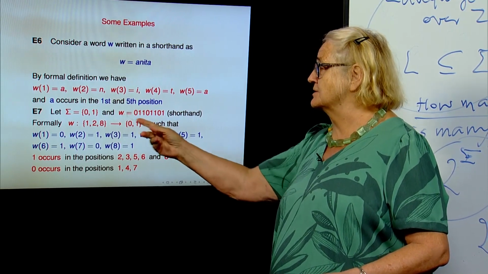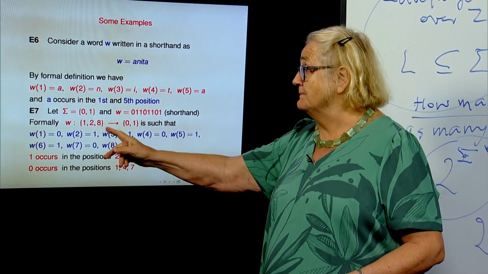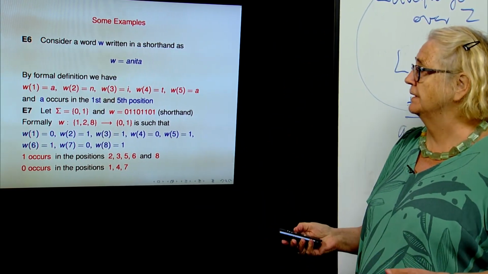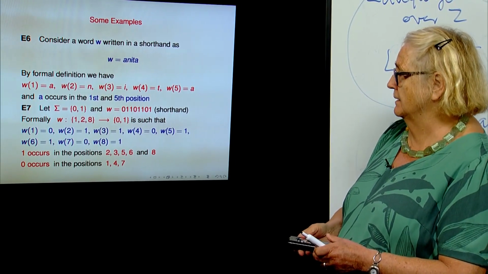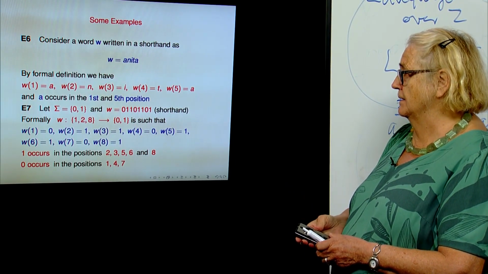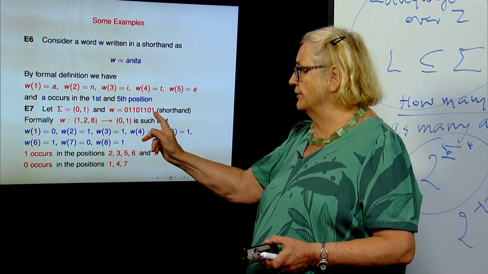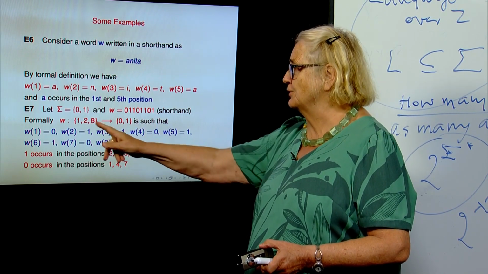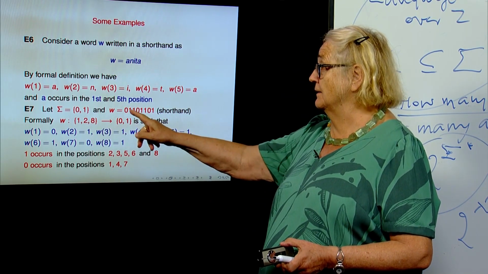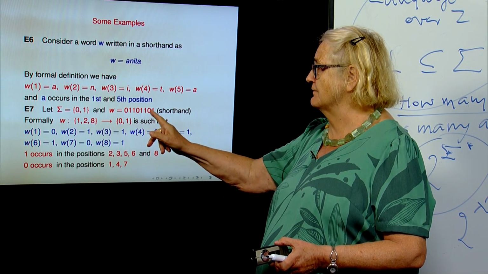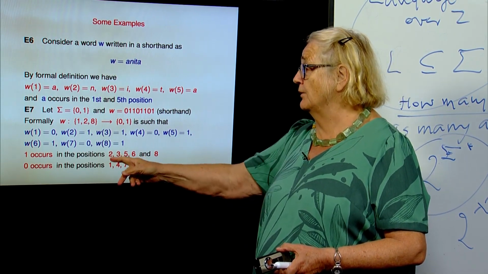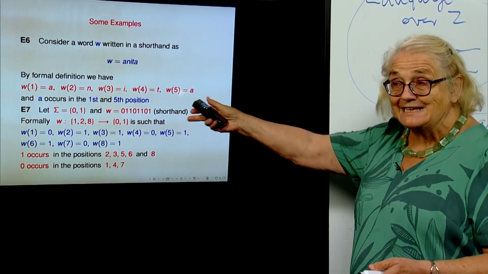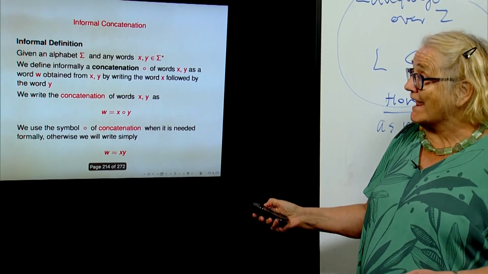Then you can say where one occurs. You have a string of 0s and 1s. So it means you have a function: the word is a function from 1, 2, up to 8, because the length is 8. That 1, 2, 3, 4, 5, 6, 7, 8. And now you can see that 1 occurs in position 2 and so on. So you can formalize what you see with your little eye.